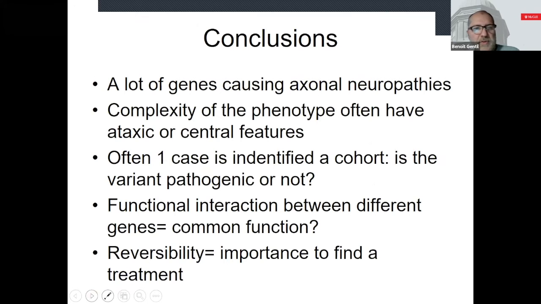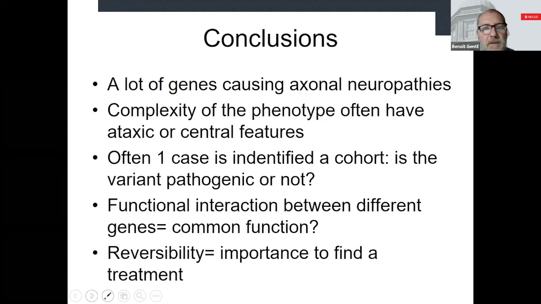So in conclusion, regarding axonal neuropathies, there's quite a lot of genes. The path is tricky. You will find probably one or two in your cohort, and for these one or two very rare variants you will need to find out if they are pathogenic or not. So that's the other difficulty.